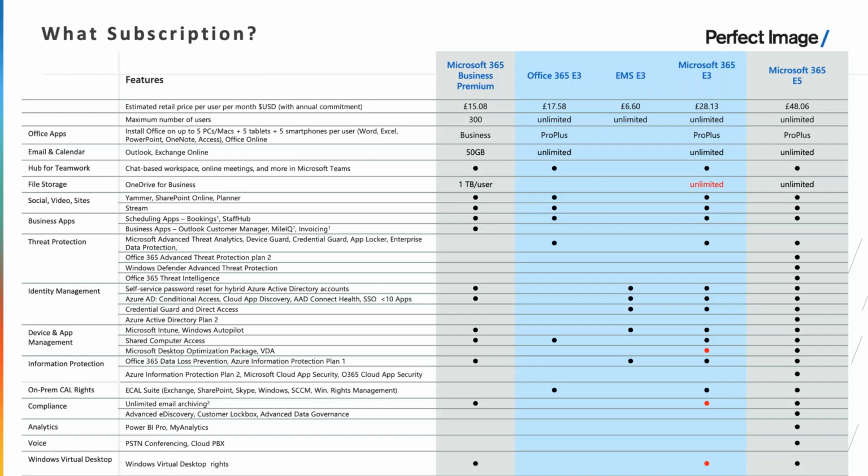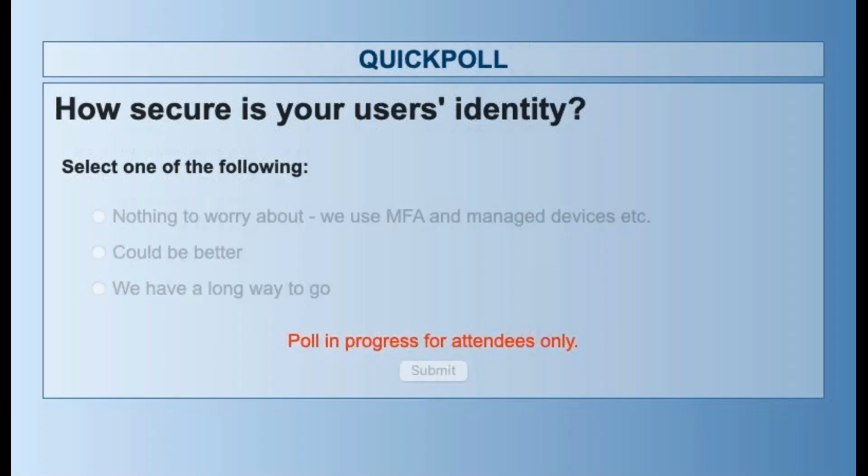I'm just going to pause for one quick moment. I'm going to check if there are any questions at the moment and do one more quick poll, and then we're going to crack on again. So again, I'll give this one 30 seconds. We'll be talking about user identity next.